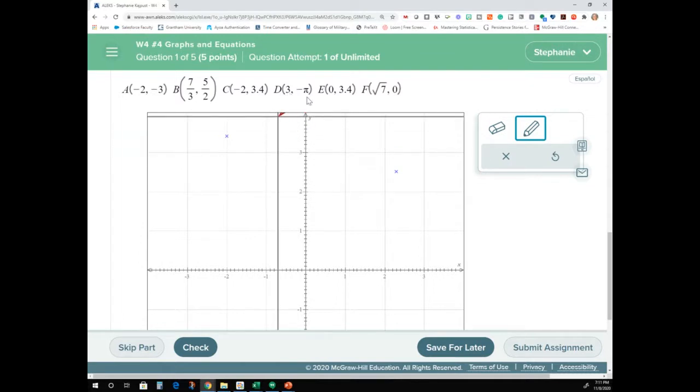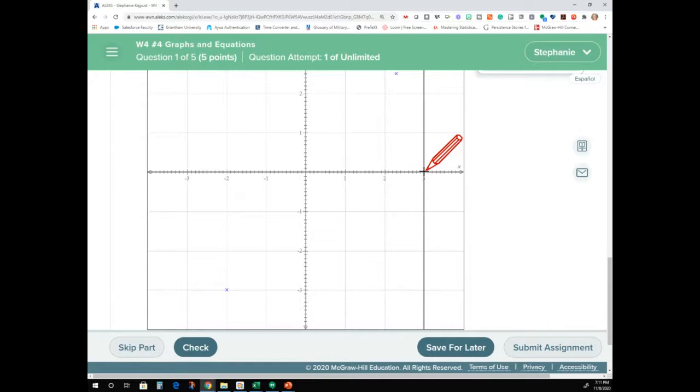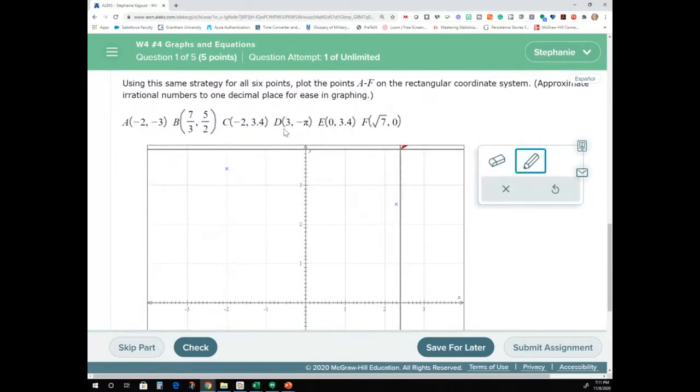D here we have 3 and then -pi. So my x is at 3. Actually, I'm going to need to scroll down here for -pi. So pi is a number that goes on forever. It's 3.141592, and then I don't know what the rest is. But we only want one decimal place that we're rounding it to, because that's what our graph allows us. So if you round pi to one decimal point, that's 3.1. So for point D, my y value is going to be -3.1.